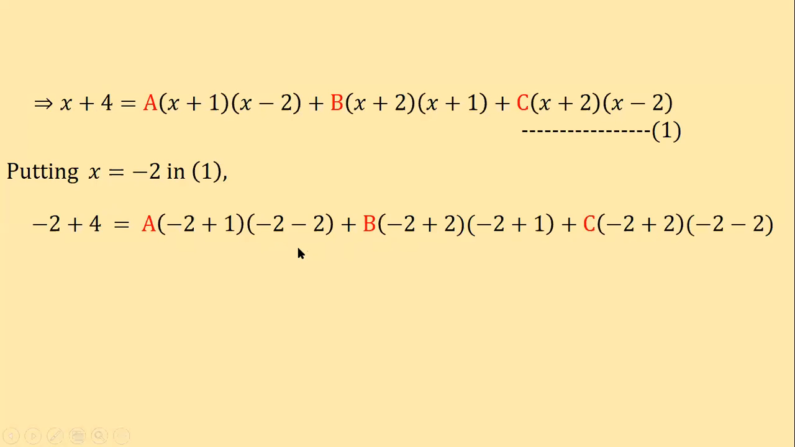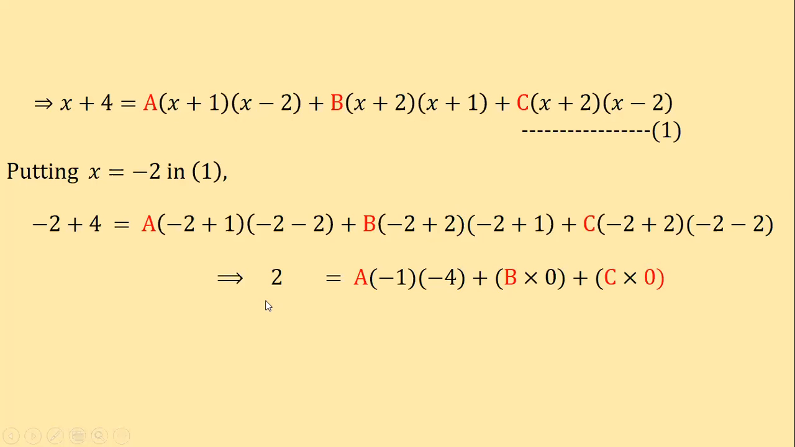Okay. So what is it? 4 minus 2 is how much, children? Here it is 2. 2 is equal to a into minus 2 plus 1 is minus 1, minus 2 minus 2 is minus 4, plus b into 0, because this term is 0. 0 into something is always 0, plus c into 0.